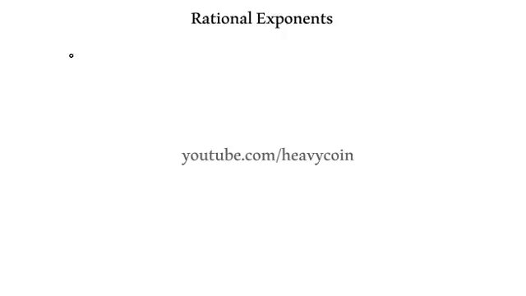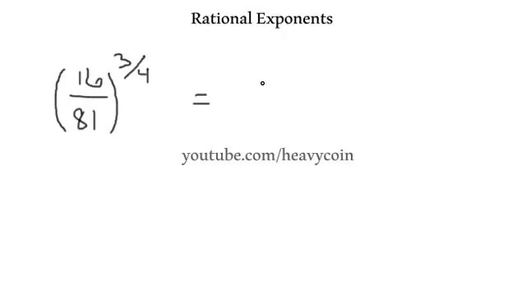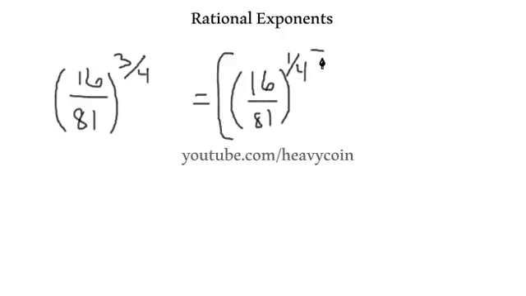If I had, let's say, we've got this 16 over 81, and it is all raised to the 3/4. Alright, so I'm going to rewrite this as 16 over 81, okay, and it's going to be raised to the 1/4, and all of that will be cubed.